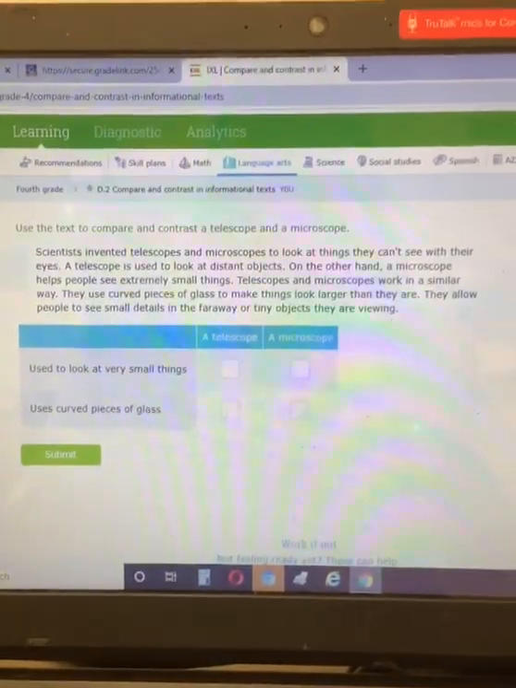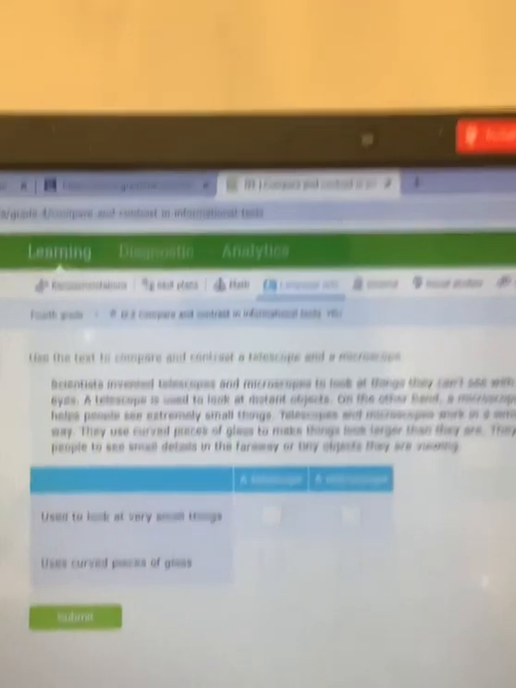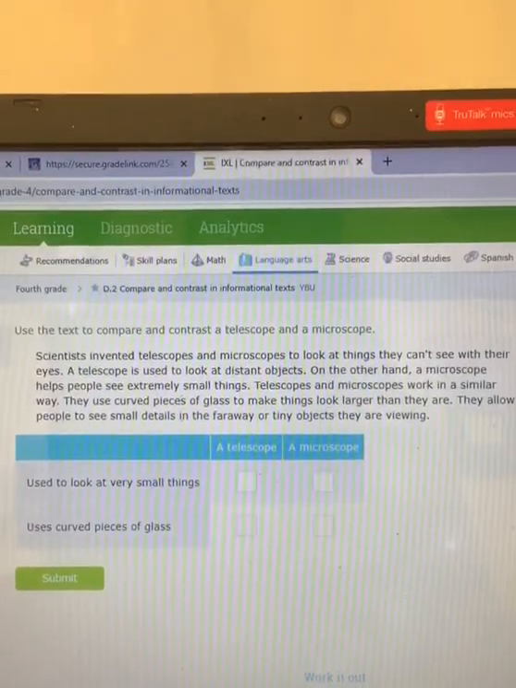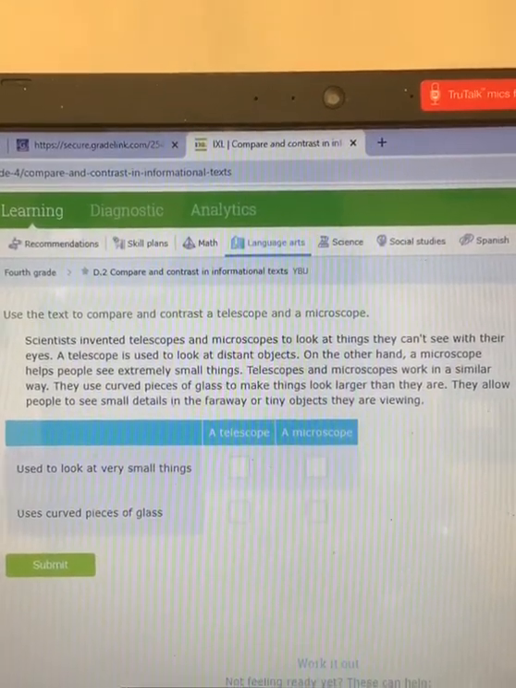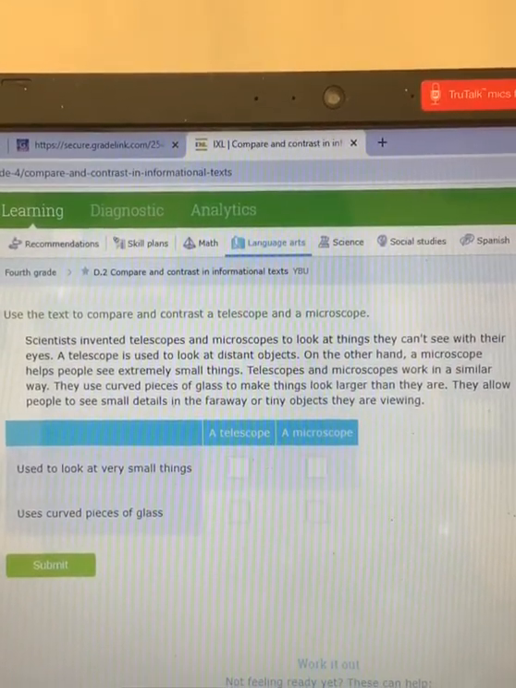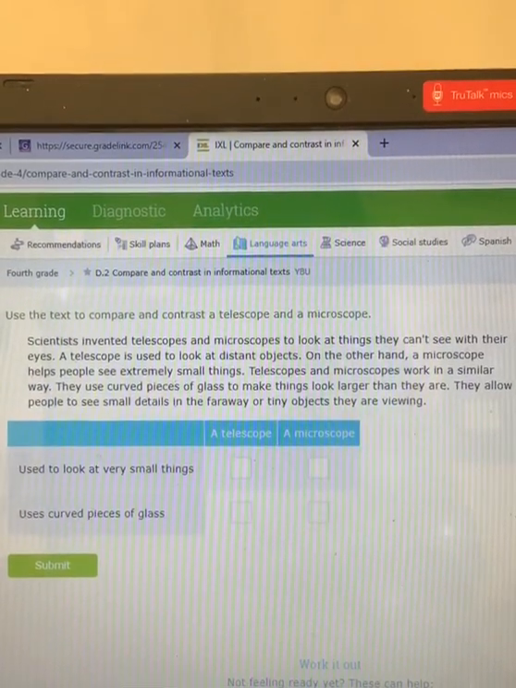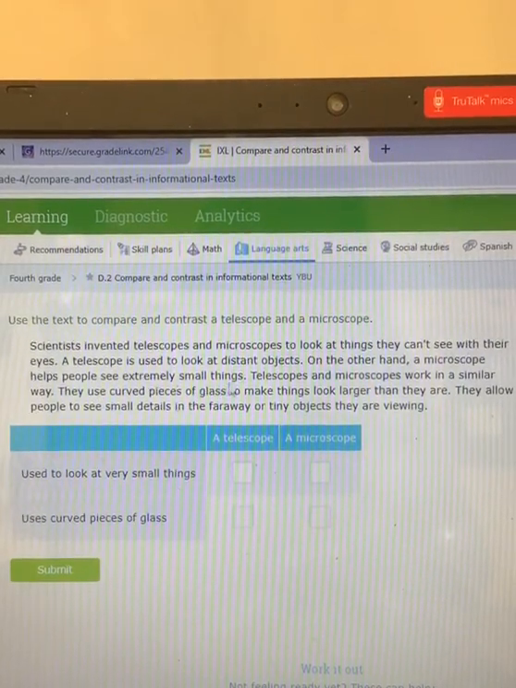So here's a paragraph about telescopes and microscopes. Scientists invented telescopes and microscopes to look at things they can't see with their eyes. A telescope is used to look at distant objects. On the other hand, a microscope helps people see extremely small things.